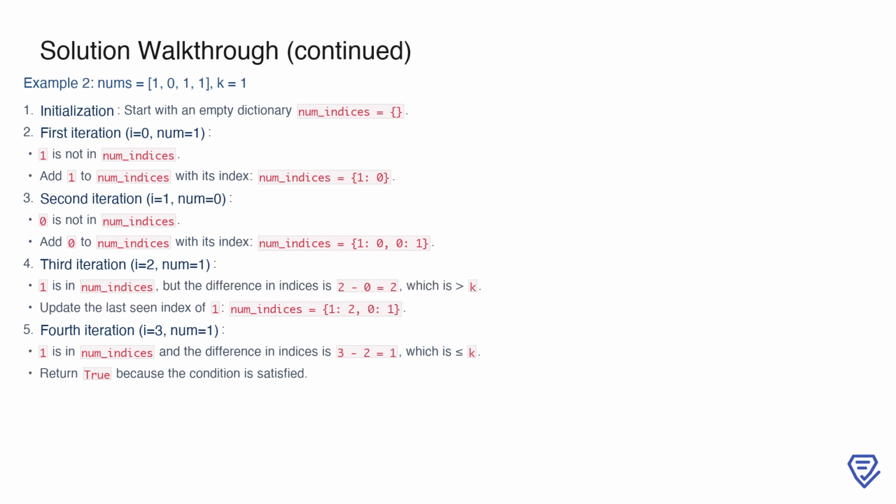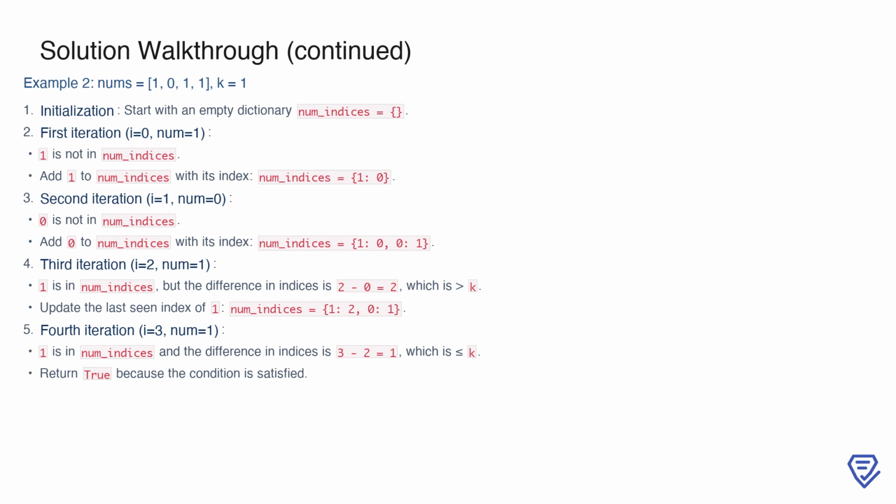In this example, the array is 1, 0, 1, 1, and k is 1. Again, we start by initializing an empty dictionary number_indices. On the first iteration, the number is 1 at index 0. Since 1 is not in the dictionary, we add it with its index, resulting in number_indices equals {1: 0}. On the second iteration, the number is 0 at index 1. Since 0 is not in the dictionary, we add it, updating number_indices to {1: 0, 0: 1}.